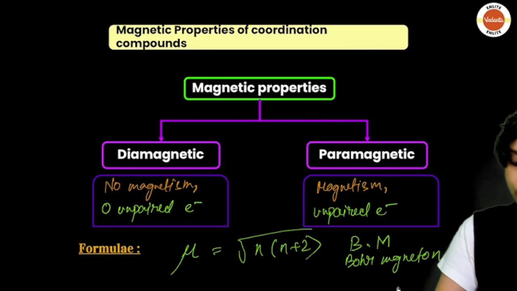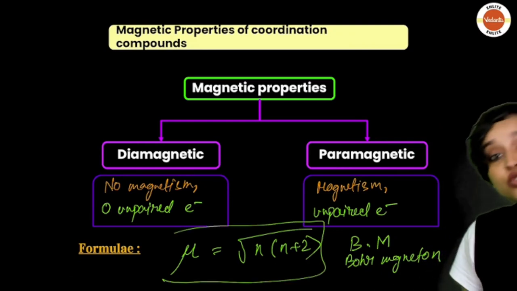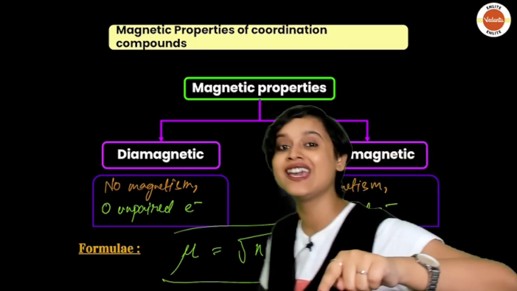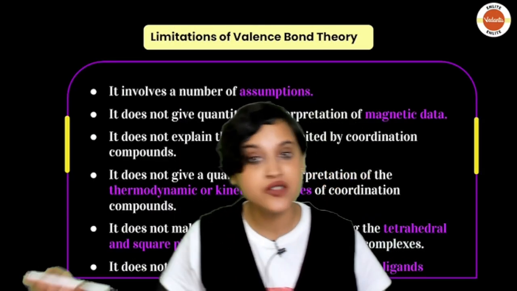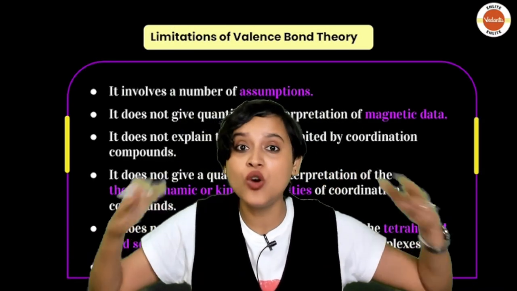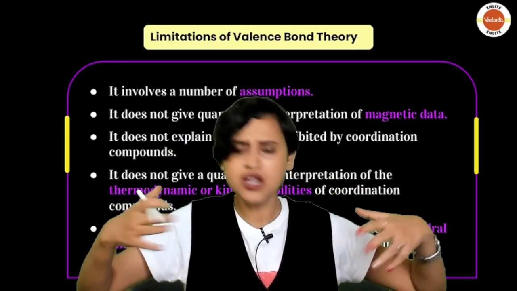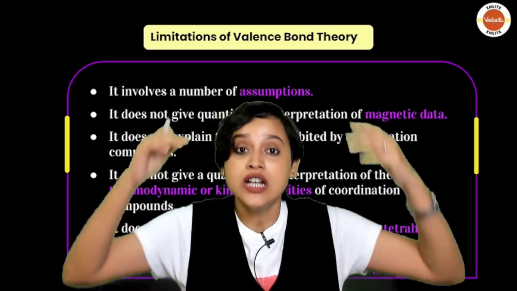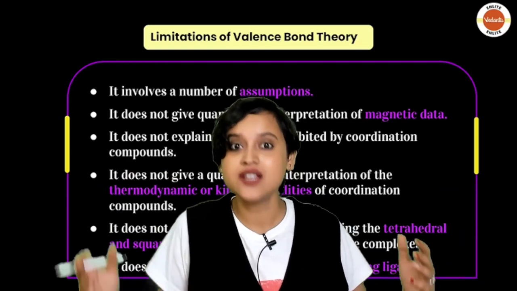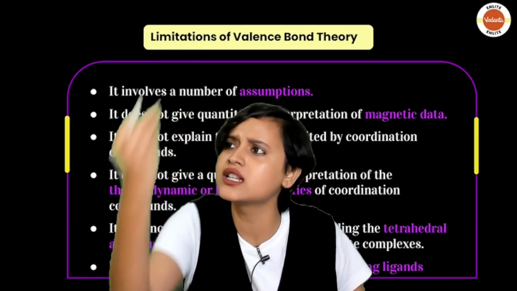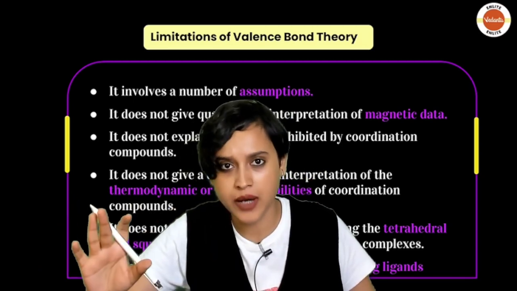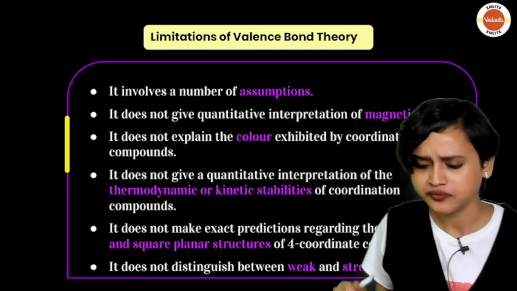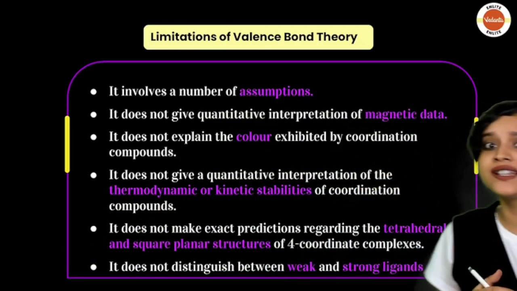Although I have told you about the formula here, to be very honest, in this case we actually did not learn the formula, because there was no quantitative interpretation. We did not know what actually is the magnetic moment of these complexes. We did not know about that. And then there are complexes which have colors, right?